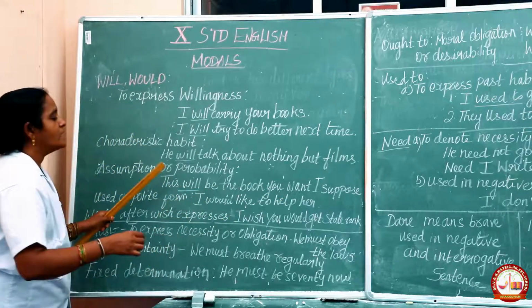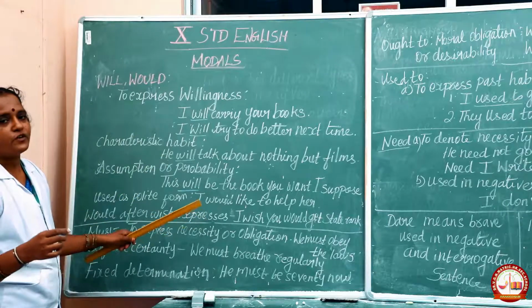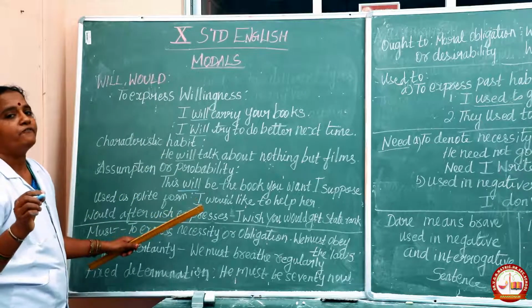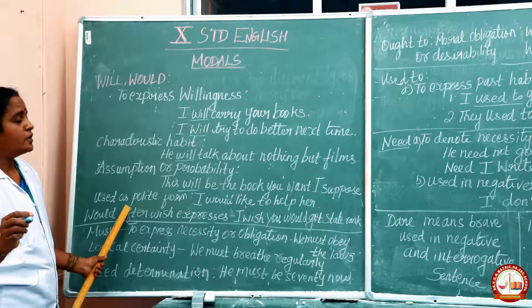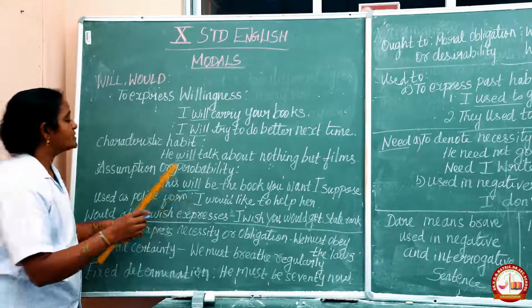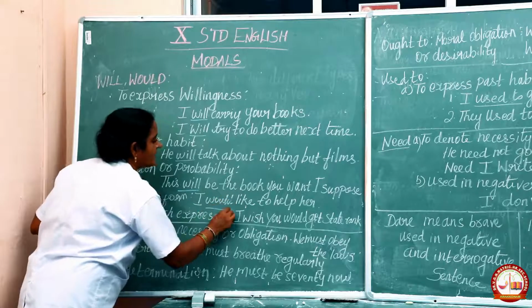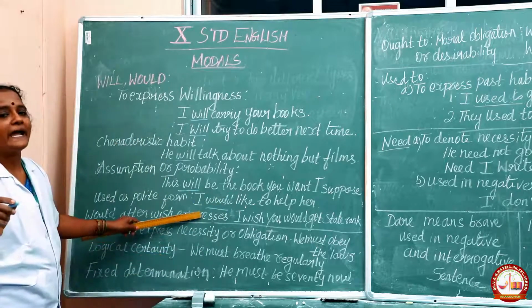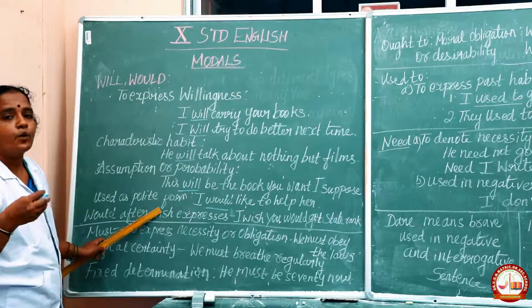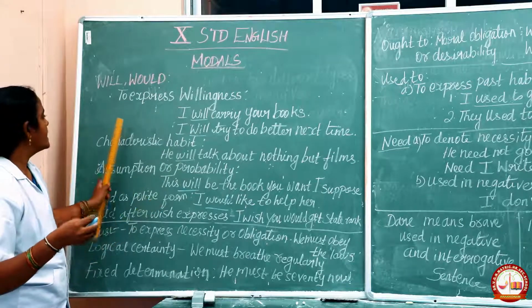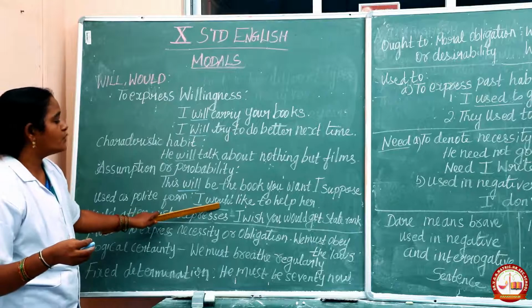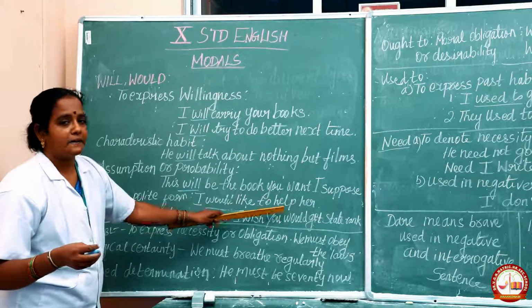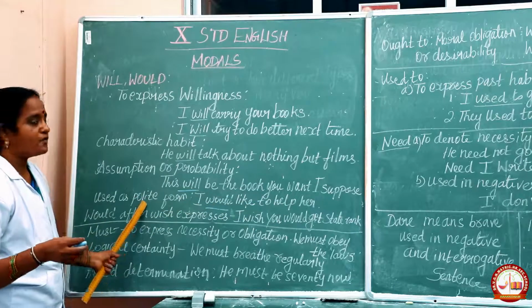This is the book you want, I suppose. For this also we use will, used as a polite form. I would. This is a past form of will. I would like to help her. This is a polite form of using will. I would like to help her. This is the polite form of usage.